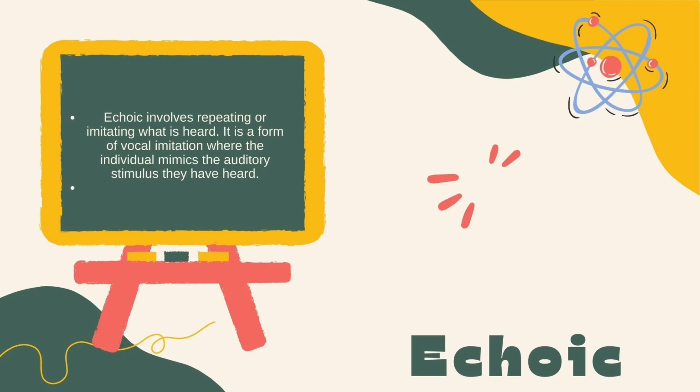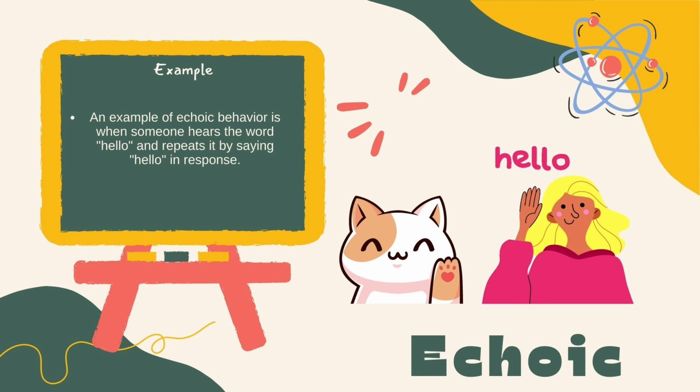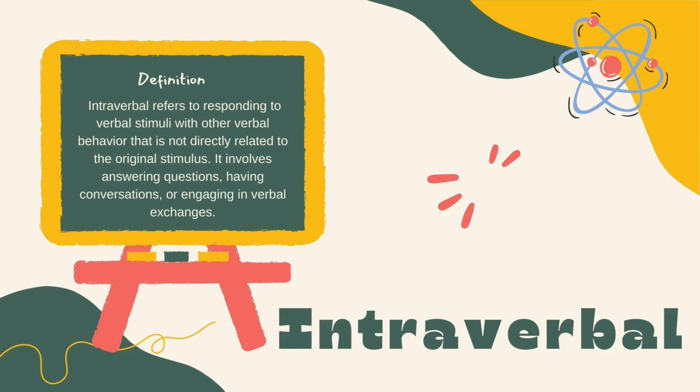Echoic involves repeating or imitating what is heard. It is a form of vocal imitation where the individual mimics the auditory stimulus they have heard. An example of echoic behavior is when someone hears the word hello and repeats it by saying hello in response. Intraverbal refers to responding to verbal stimuli with other verbal behavior that is not directly related to the original stimulus. It involves answering questions, having conversations, or engaging in verbal exchanges.